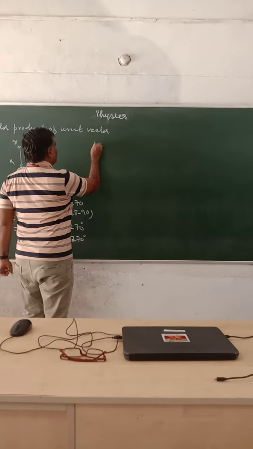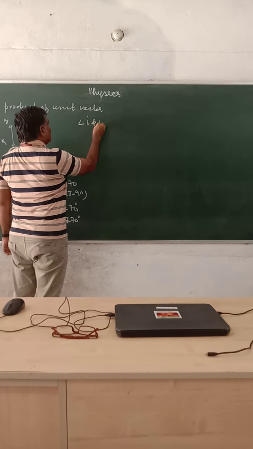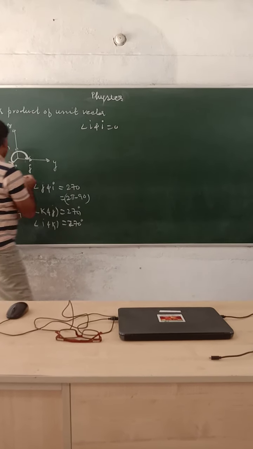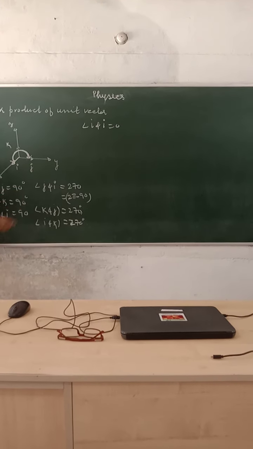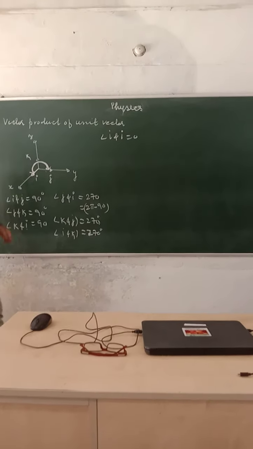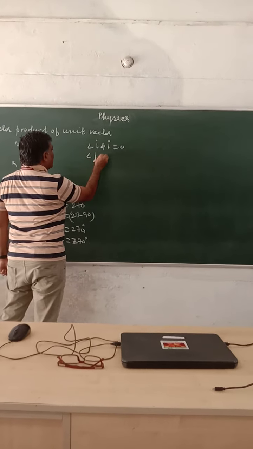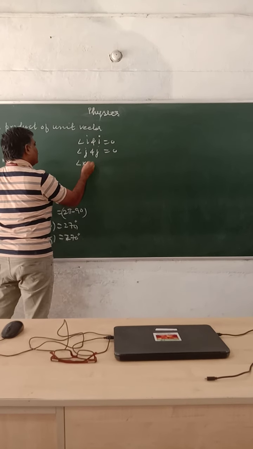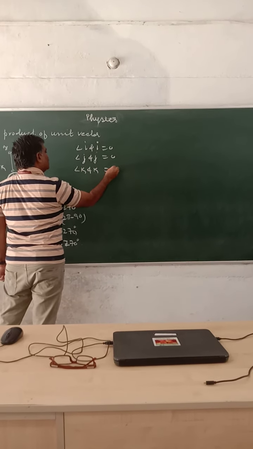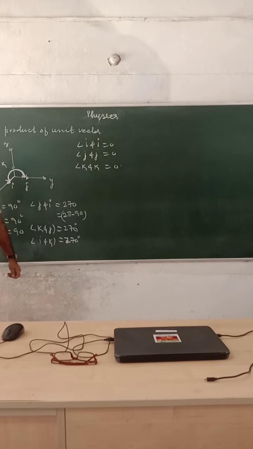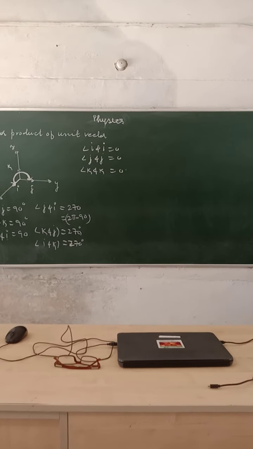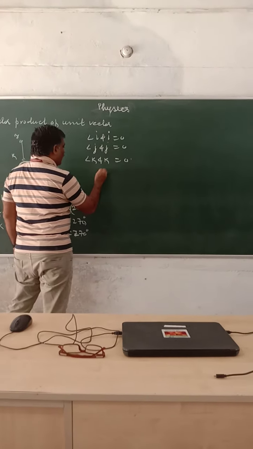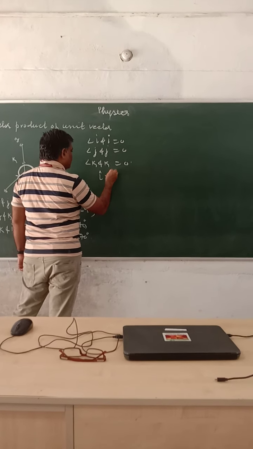Now let's see what is the angle between i and i. It's 0. What is angle between j and j? It is again 0. Angle between k and k is again 0. Let's take one by one. i cross j.